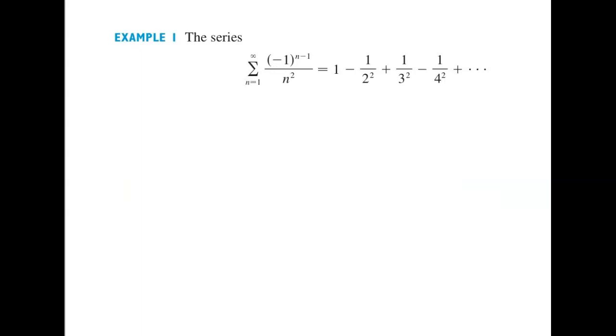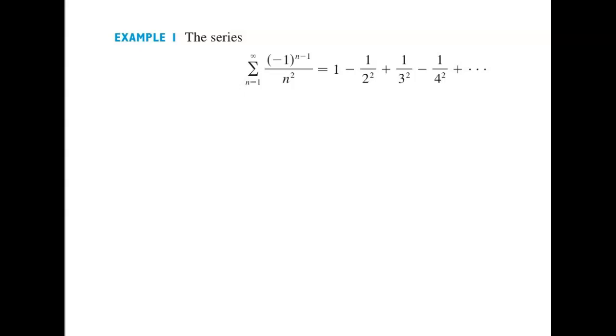So for example, if we look at this series, this is an alternating series. It's not the harmonic series, but it's kind of the alternating harmonic series squared. And so the terms are 1, and then minus 1 over 2 squared, and then plus 1 over 3 squared, and so on and so forth.